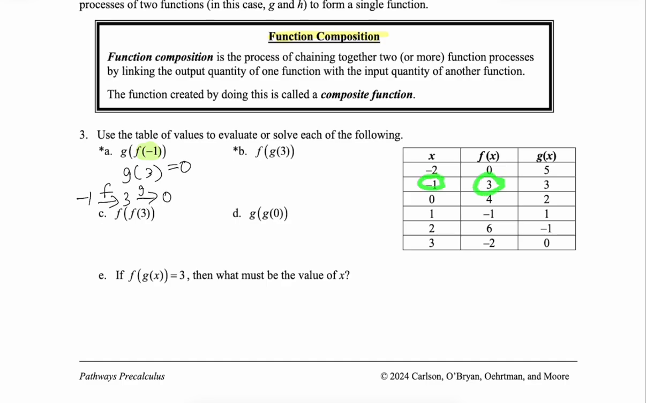-1 for our f function gives us a result of 3. 3 in our g function gives us an answer of 0. Our final answer is 0.